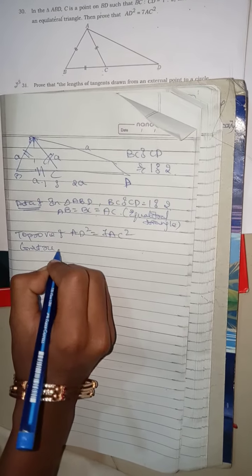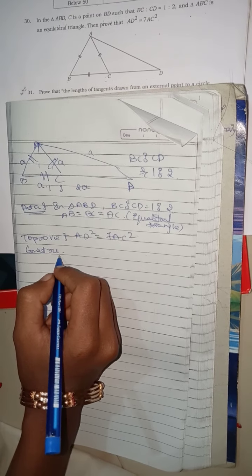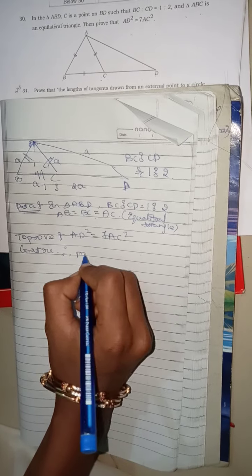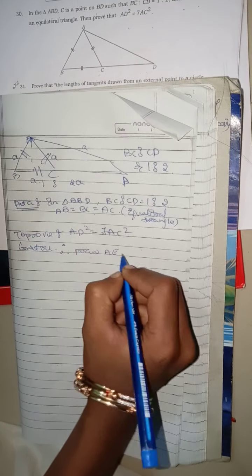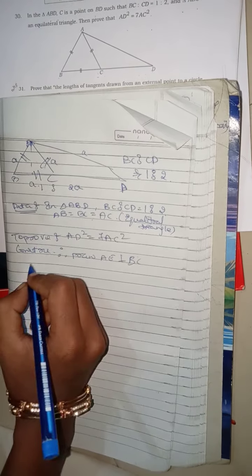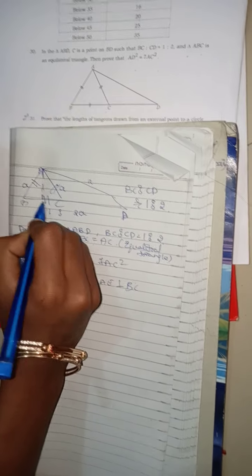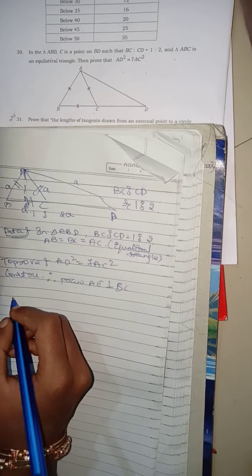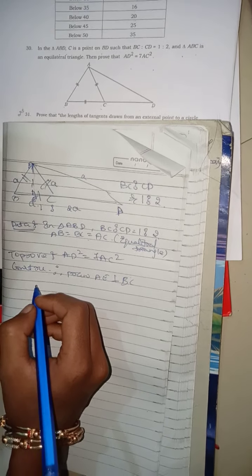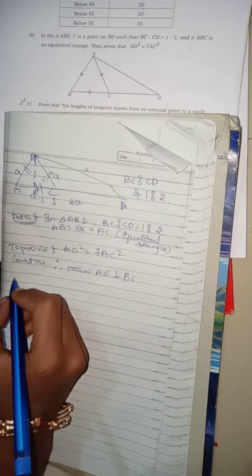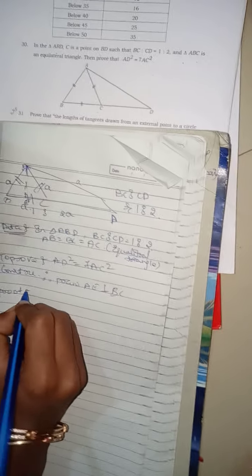Then we have to do the construction. Draw AE perpendicular to BC. You have to draw an AE perpendicular line in between B and C. Then at last we have to go for the proof.